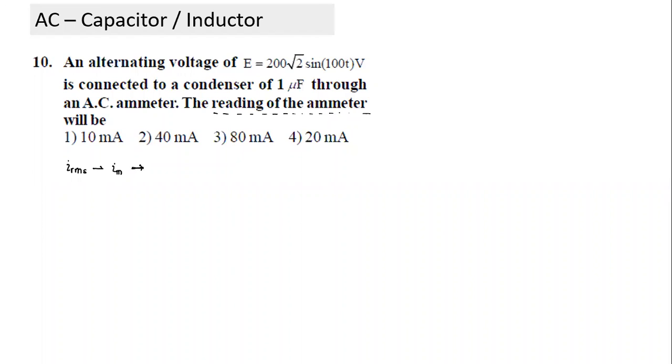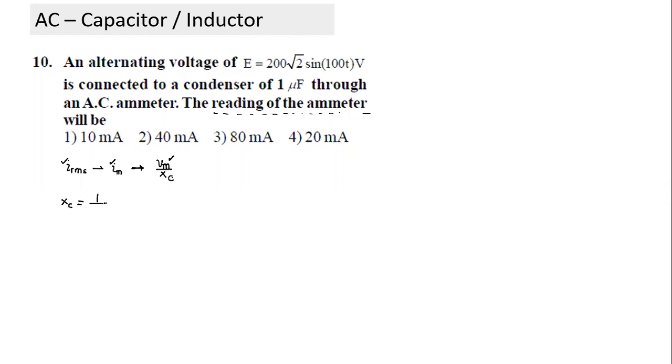what is the amplitude of current in the case of a capacitor circuit? Amplitude of current is equal to amplitude of voltage divided by XC. So to find the amplitude of current, I need the voltage amplitude divided by XC. And if I find XC, I can find the rest of the things. So what are the steps to solve? First, we'll find XC. The condenser is given. How much will XC be equal to?